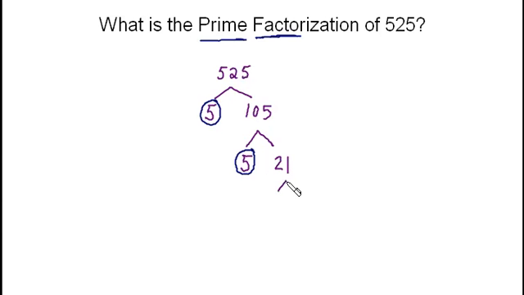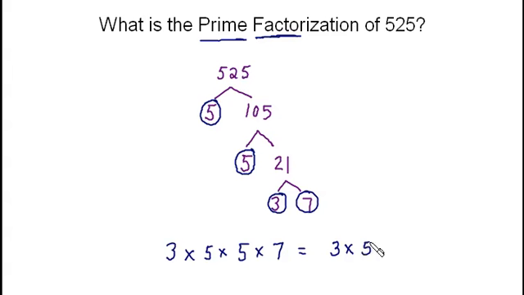Well, 21 is the product of 3 and 7, and both of those numbers are prime. So now we have all of our prime numbers. So we can write our prime factorization as 3 times 5 times 5 times 7. And we can simplify this a little bit more by writing 5 times 5 as 5 squared. So this is the same as 3 times 5 to the second power, or 5 squared, times 7. And that's the unique prime factorization of the number 525.